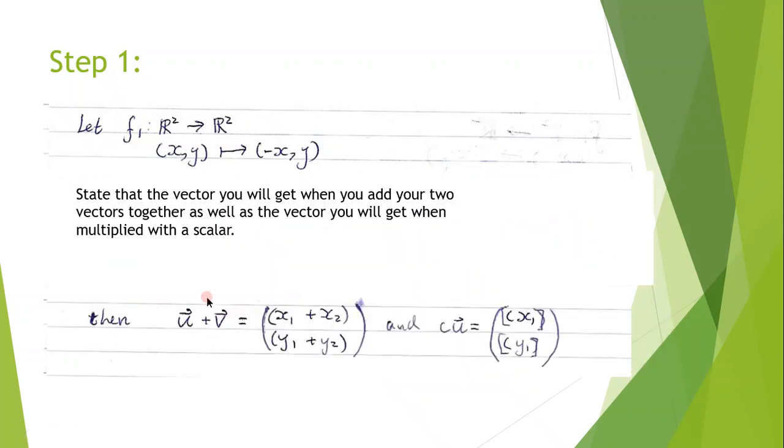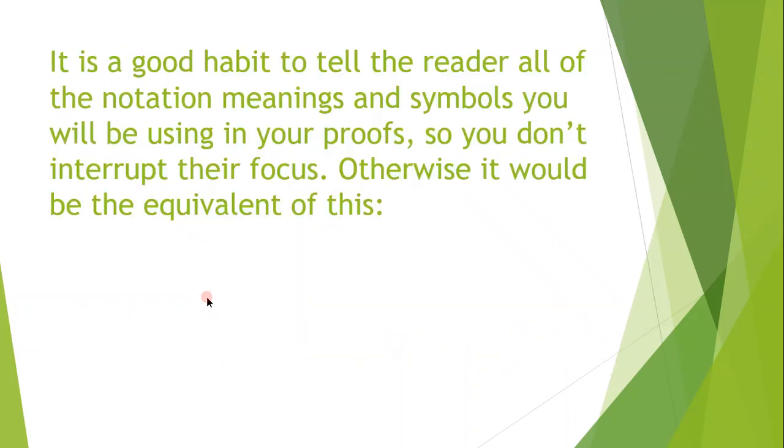You also want to state the vector you'll get when you add your two vectors together, as well as the vector you get when multiplied with a scalar. It will become evident later on why it's so important to state all of the notations and symbols you're going to use in your proof. But trust me, it's a very good habit to have.